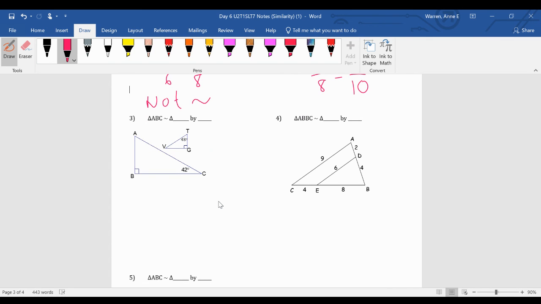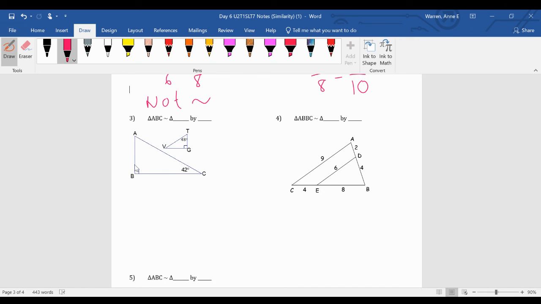And then here we have numbers 3 and 4. So for number 3, I'm given 2 angle measures. I have right angles in each, and then I have a 48-degree one and a 42-degree one. So at first, this doesn't really look like any of my criteria because I don't have 2 congruent angles, but I can actually use the triangle sum theorem to figure out the remaining angles.